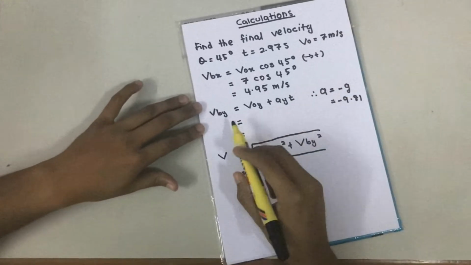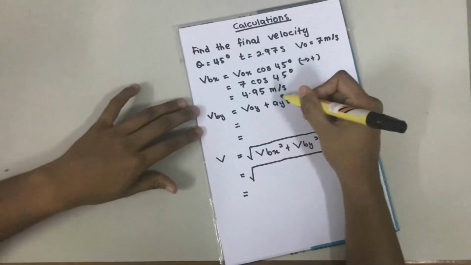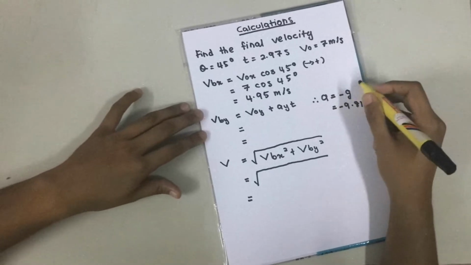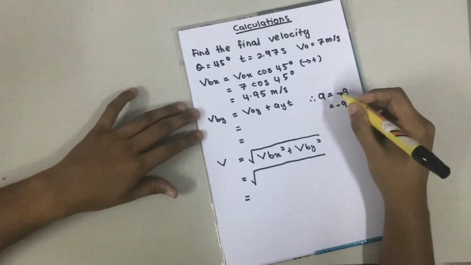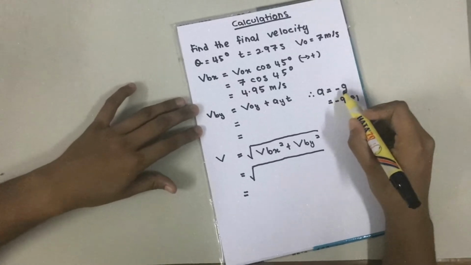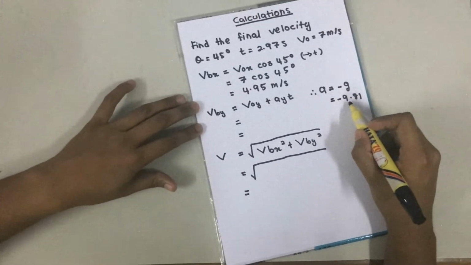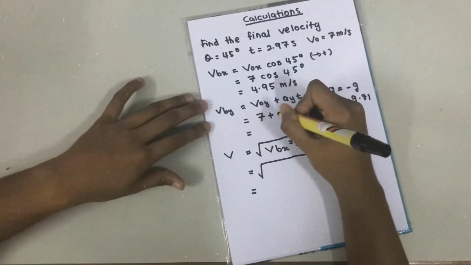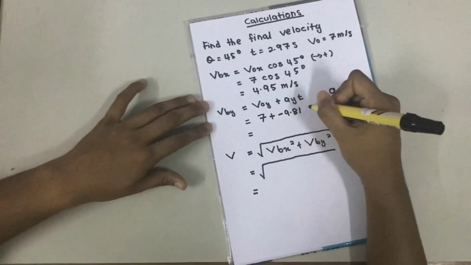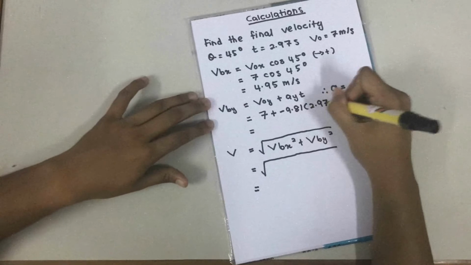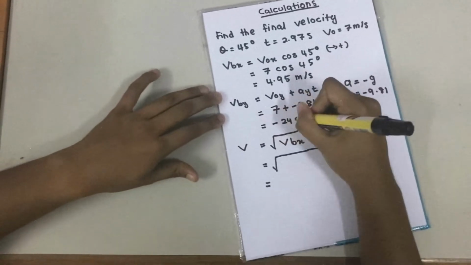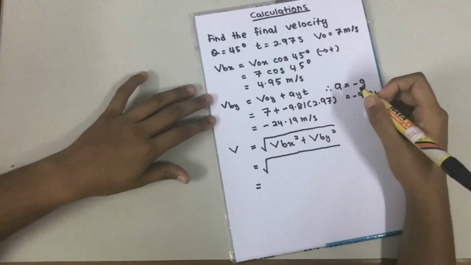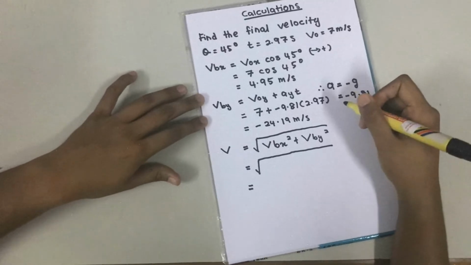Next, we need to determine the velocity on the y-axis. Noted that the acceleration here is equal to negative gravity because gravity acts downward, which is why there is a negative sign. It equals negative 9.81 meters per second squared. By inserting 7 meters per second plus negative 9.81 times the time taken, which is 2.97, we get negative 24.19 meters per second, meaning the ball moves downward because of the negative sign.